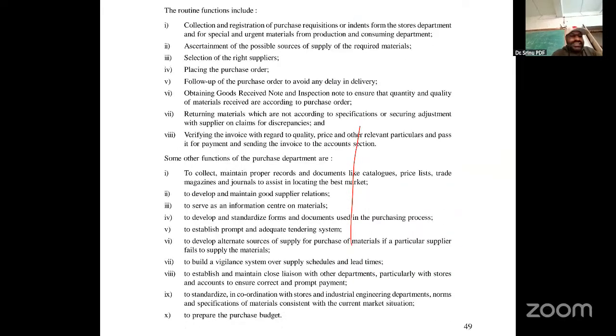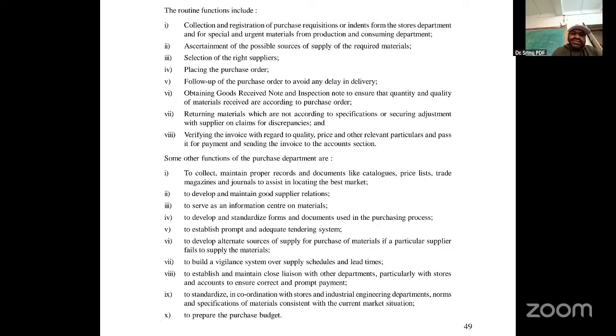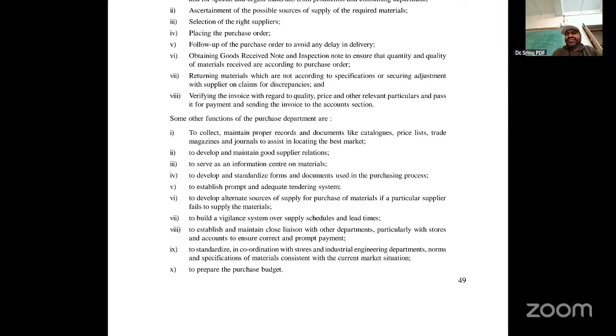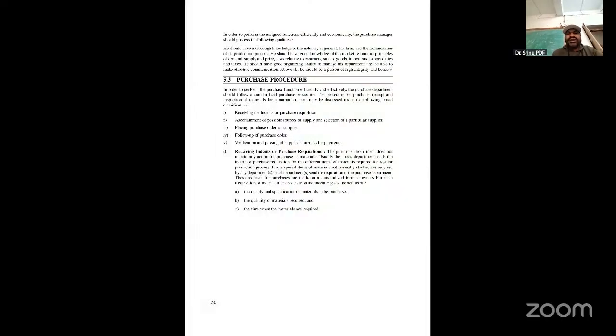So the purchase department simply deals with where you want to purchase, how you are going to purchase, how much you want to purchase, and after purchasing what you are going to check. That entire thing we are going to discuss. Next one is, after the purchasing department, what is the purchasing procedure?